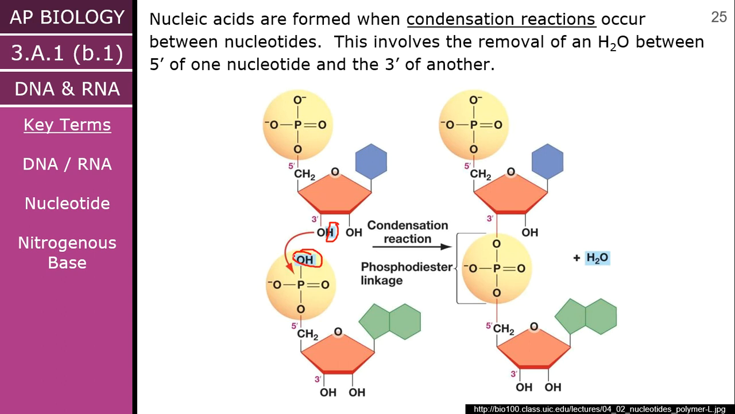In this case, you're removing the OH from the phosphate group of one nucleotide and the H from near the sugar on the other nucleotide. And that's going to create this chain. So we're going to be removing water.